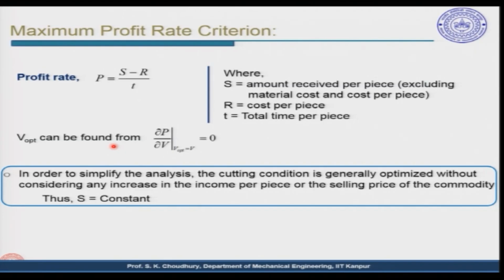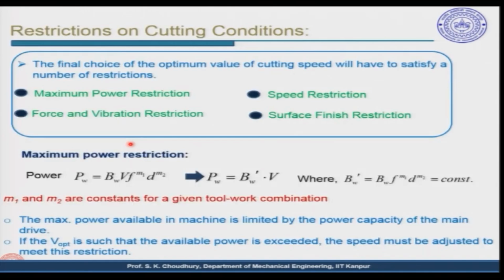Now, once we get these values of V optimum, it is not necessarily true that we would be able to use these values. There are certain restrictions: maximum power restriction, speed restriction, force and vibration restriction, and surface finish restriction. Just to give you an example, for the maximum power restriction, power can be calculated by a constant B_w, with V the velocity, the feed and the depth of cut, raised to constants m1 and m2.